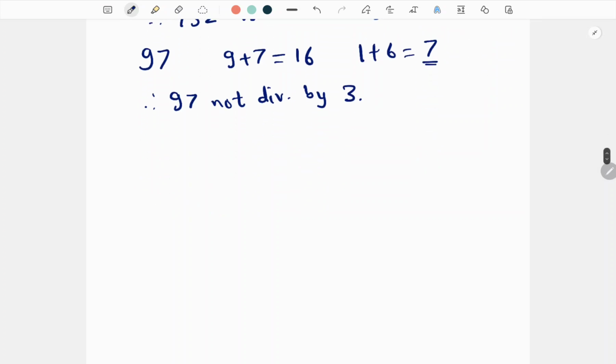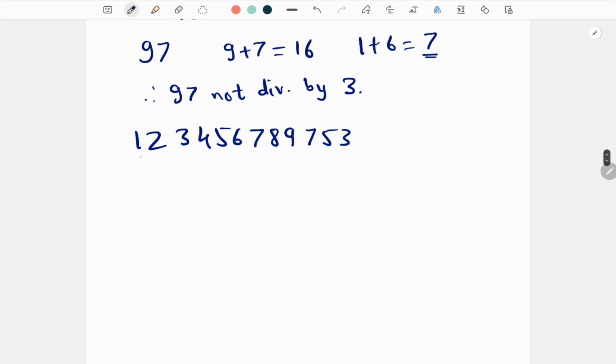Just to reinforce this point, let's take an even bigger number. I'm going to write a random number here: 1 2 3 4 5 6 7 8 9 7 5 3, some huge number. Is this divisible by 3 or not? Let's see. 1 plus 2 is 3 plus 3 is 6 plus 4 is 10 plus 5 is 15. 6 plus 7 is 13 plus 8 is 21 plus 9 is 30. And 7 plus 5 is 12 plus 3 is 15. You note that I am stopping here basically at a number.